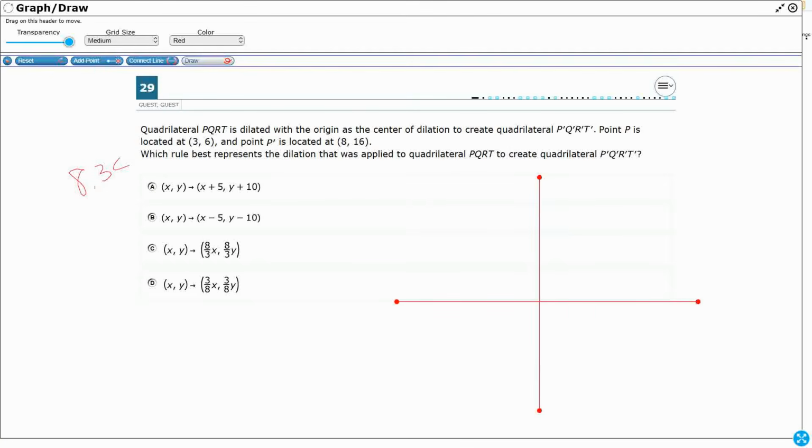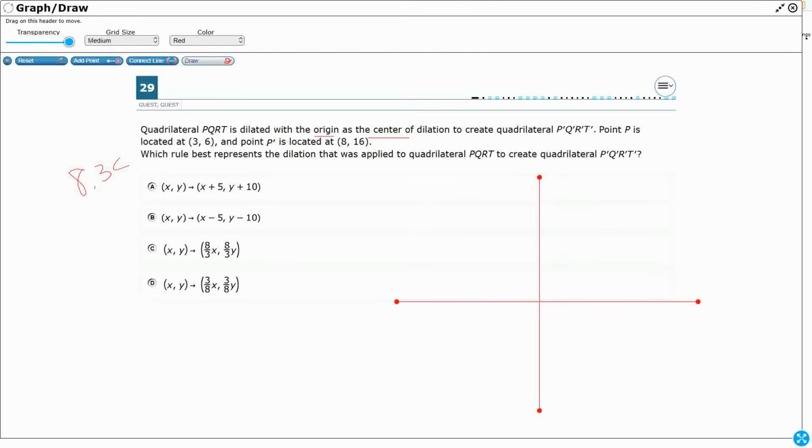All right, so what do we have here? It has the origin as the center of dilation. That typically happens. Okay, so we have a quadrilateral. All we have are 2 points, right? We have point P and then point P prime. We don't know which way it's shaded. So let's just get these 2 points down here.